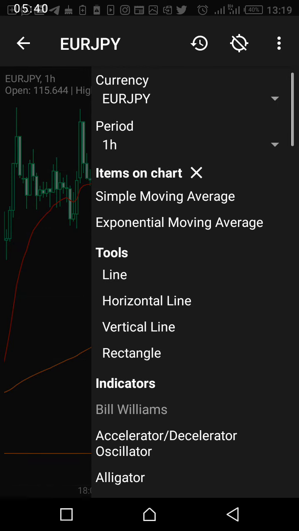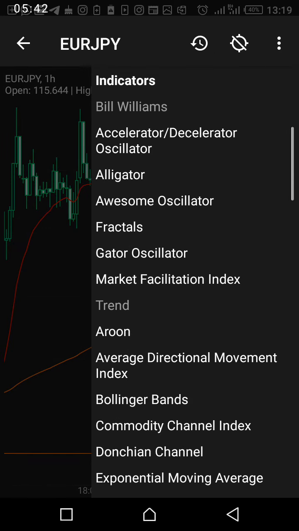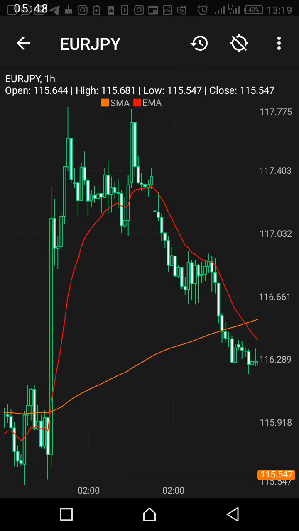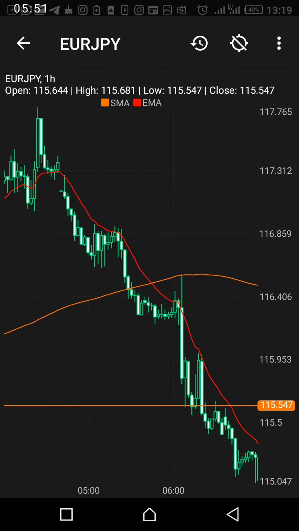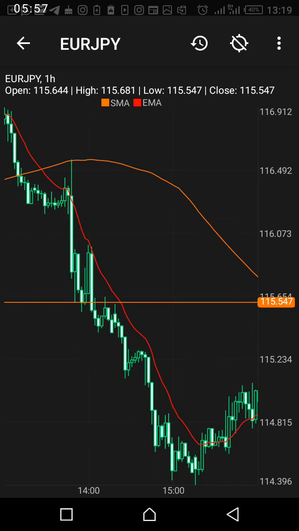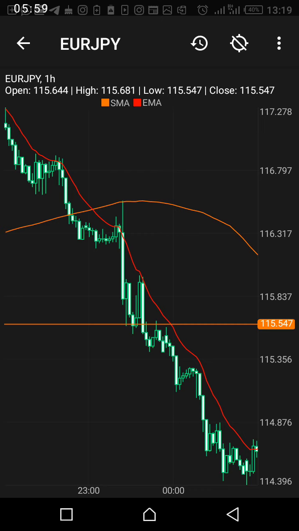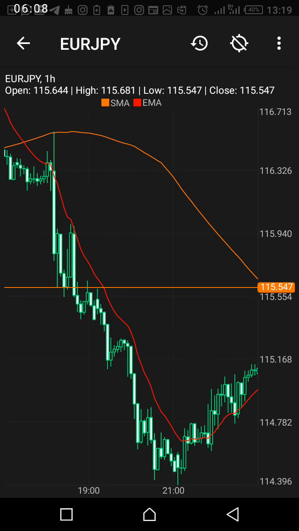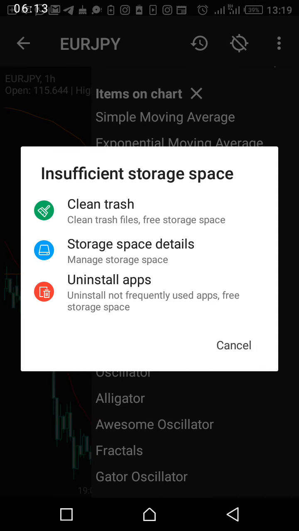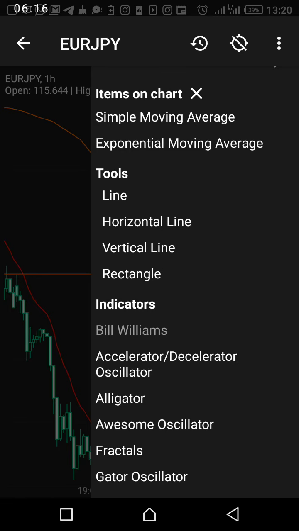So for those saying that they cannot change the color, the application uses different colors for you. So if you have a basic understanding of how these indicators work, the color should not be a problem because it's usually very explanatory. You can see the SMA here is brown, while the EMA is red. Okay, and here are your tools to interact with. You can draw a horizontal line, vertical line, rectangle.